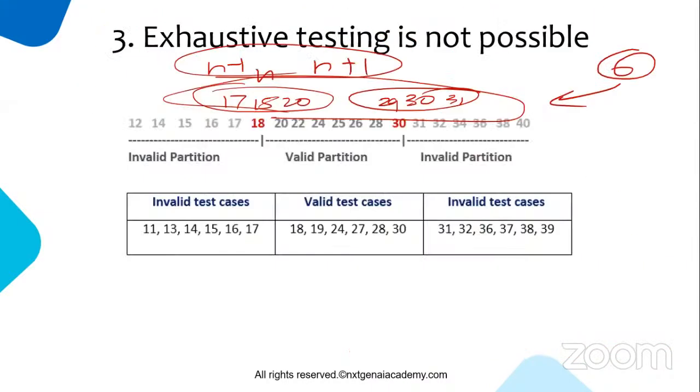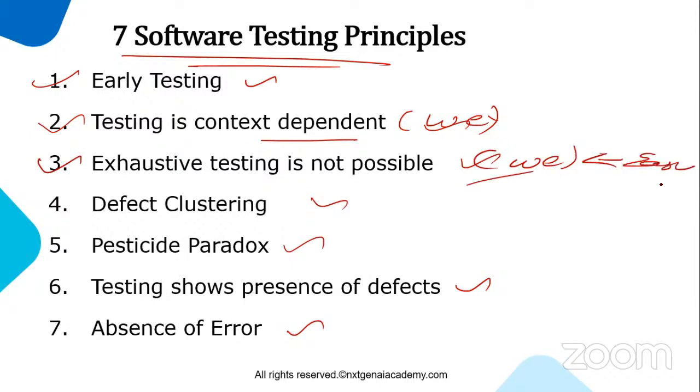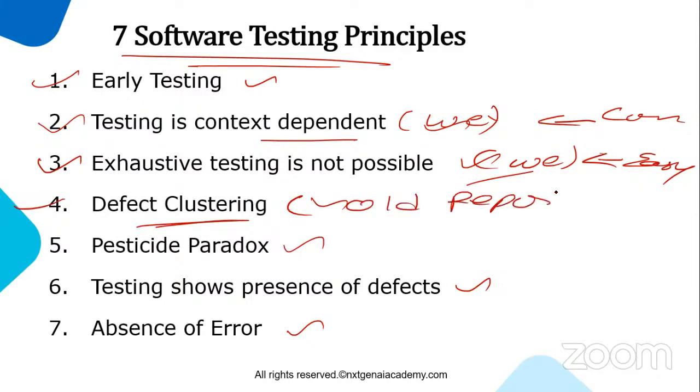Fourth thing we are done. Let me tell you, early testing is about the model, which is not in our hands. Testing is context dependent. This we have to do, no one is going to teach us. Exhaustive testing is not possible. We have to do it. Testing techniques, we will learn. This is actually easy. This one only is quite complex. Defect clustering is no big deal, based on experience or an old report, it makes things easier. Okay, fourth thing is done.